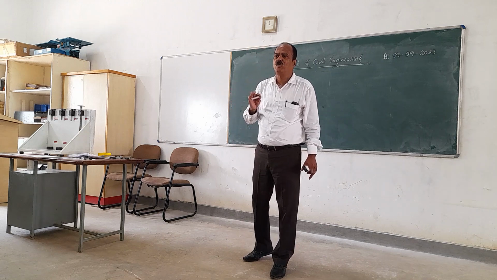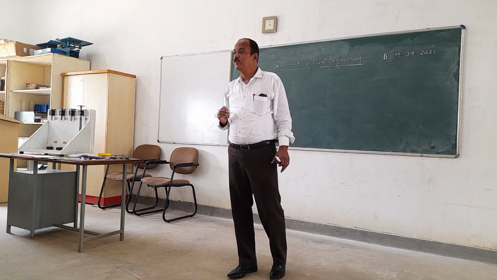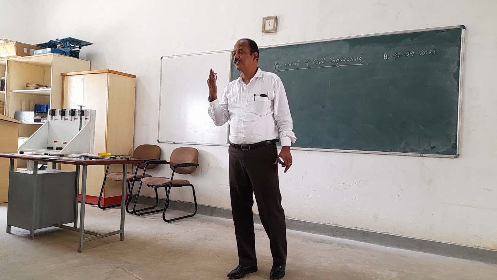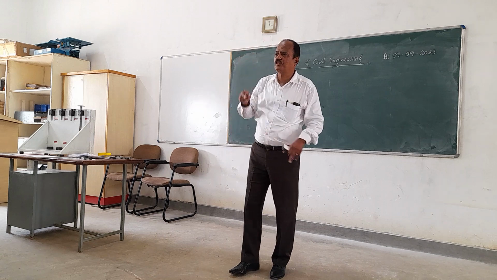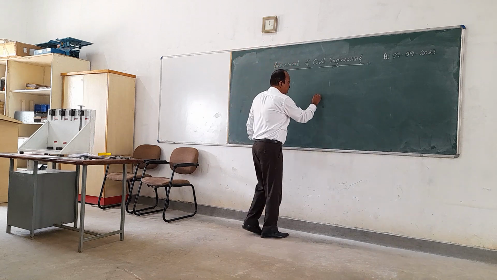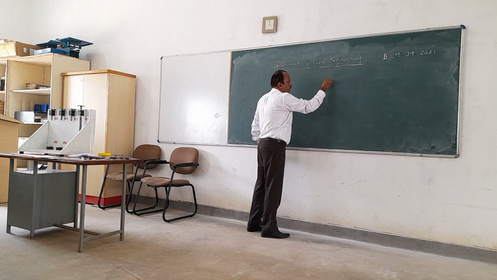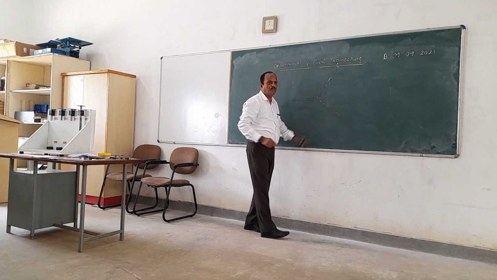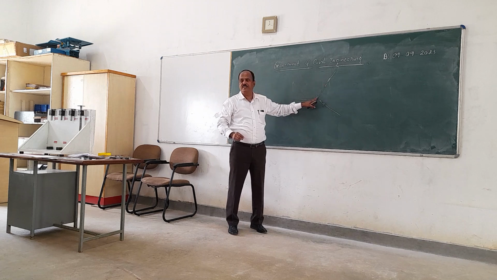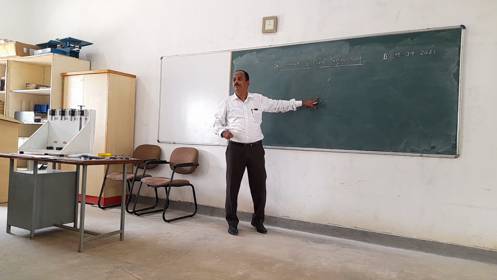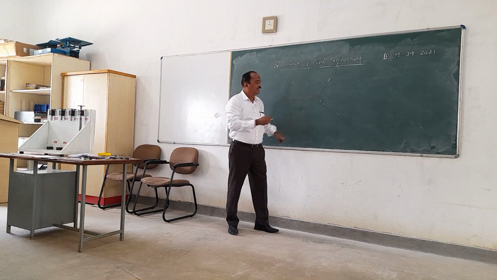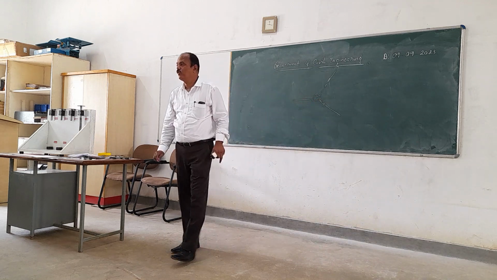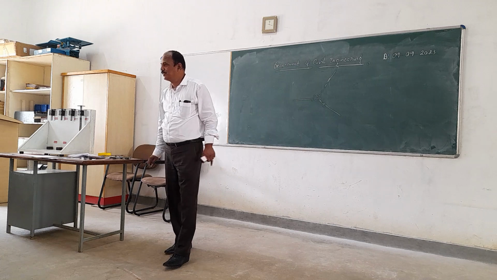If the line of action of all these forces meet at a single point, we call it a concurrent force system. This is what we call a force system. The line of action of all these forces meet at a point, we call it a concurrent force system, and this particular point we call the point of concurrency.